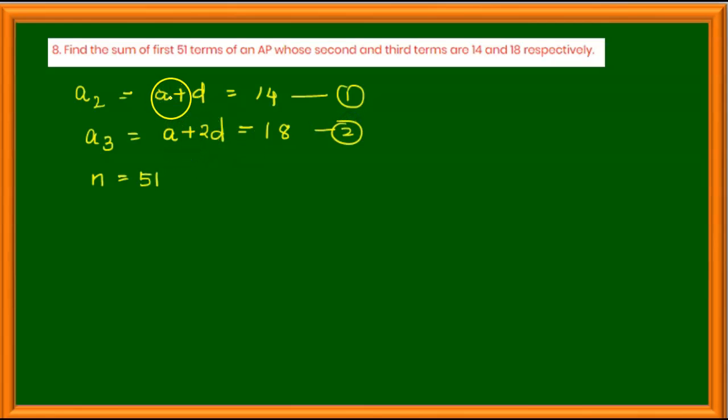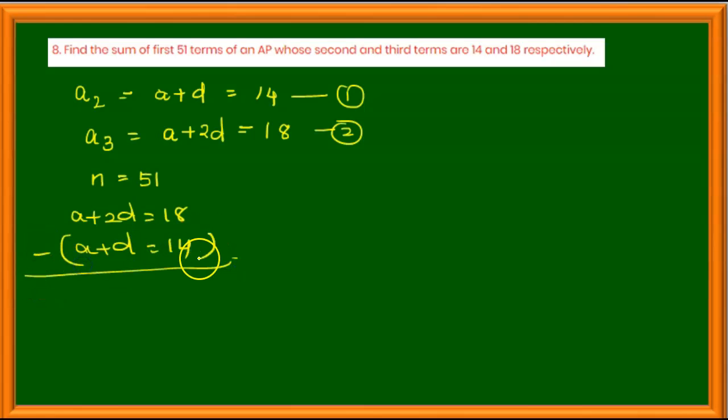Okay, so using these two equations, equation 1 and equation 2, solving these two, subtracting equation 1 from 2, we get a plus 2d is equal to 18 and a plus d is equal to 14. Subtracting, what will we get? a minus a is 0, 2d minus d is d, 18 minus 14 is 4. So d we got, correct?